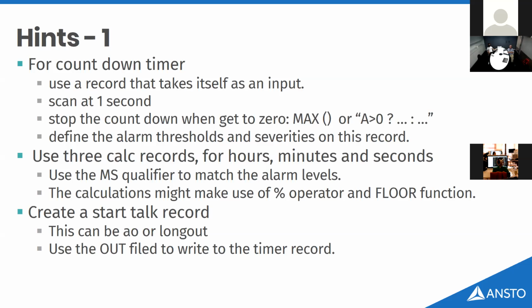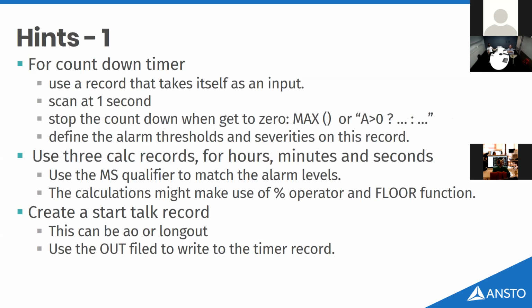Some hints, and there's some exercise notes as well with the hints. So for the count, first I should say I think we've just about covered everything you need to do this. For the countdown timer, we can have a record that scans once a second and counts down. We want the countdown to stop at 0, so perhaps you could use the max function, or you could test whether the input A is greater than 0 and use the ternary function.